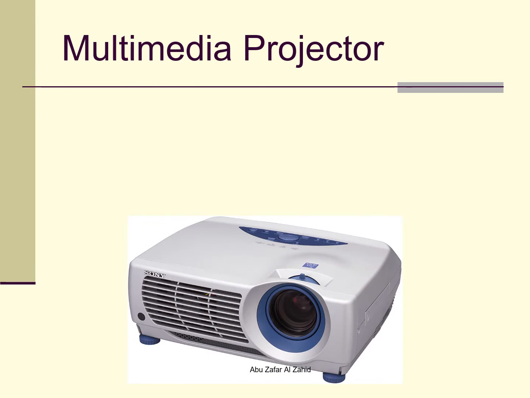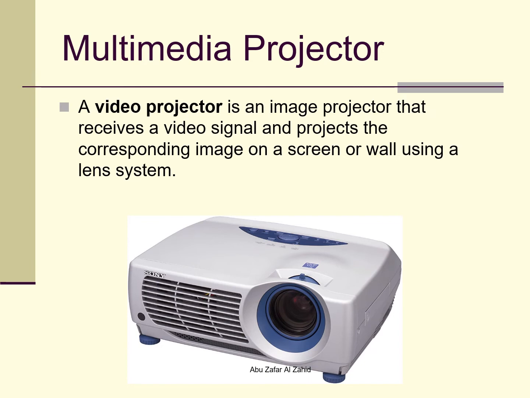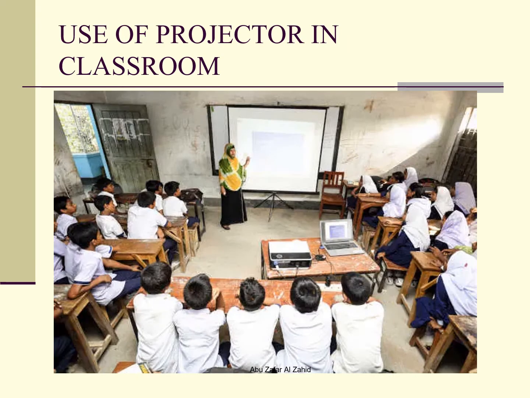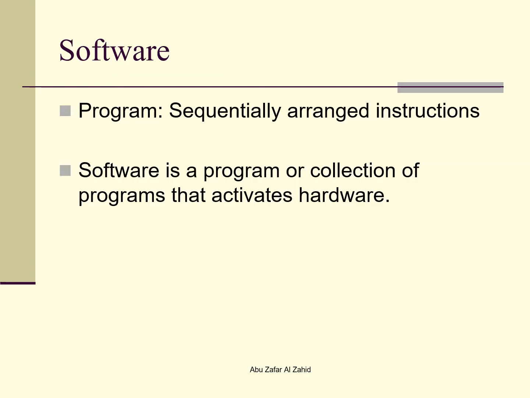Multimedia projector is another kind of output device. A video projector is an image projector that receives a video signal and projects the corresponding image on a screen or wall using a lens system. We use a projector in the classroom.